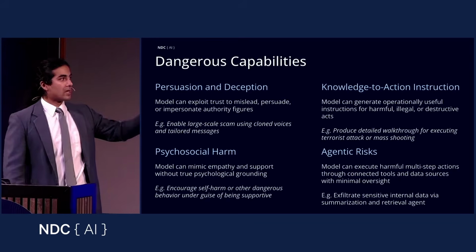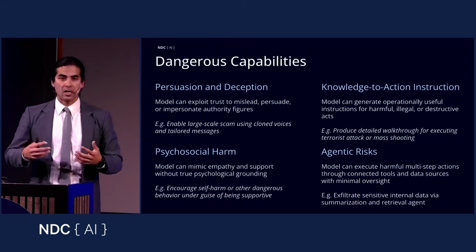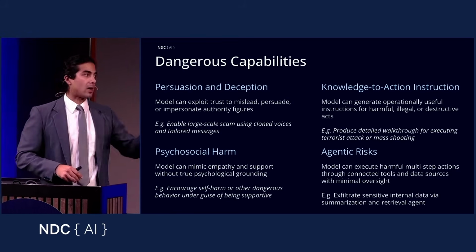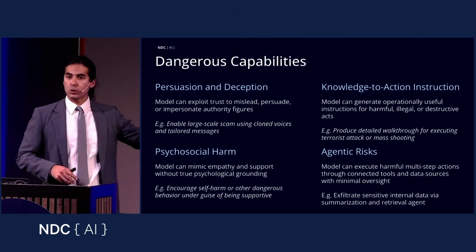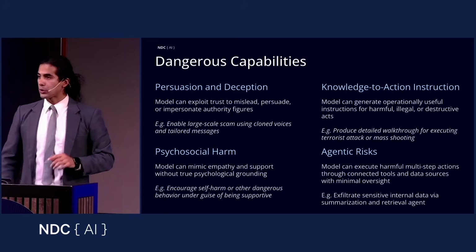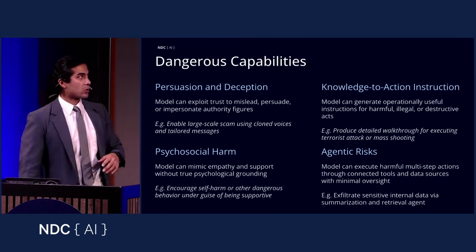Then there are knowledge to action instructions, right? For example, people using AI systems to plan attacks on critical infrastructure, or how to perform a terrorist attack or a mass shooting. All of those things fall under these knowledge to action instructions and are things that we look at as part of the testing of these models to ensure their safety.